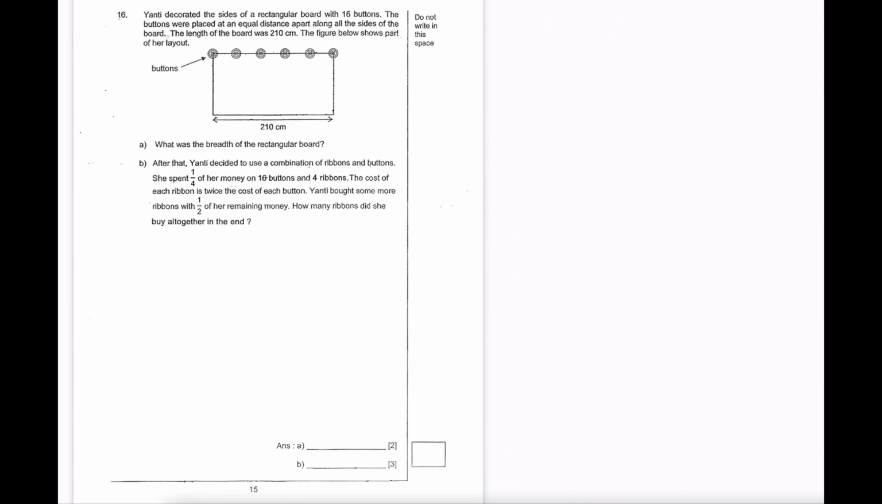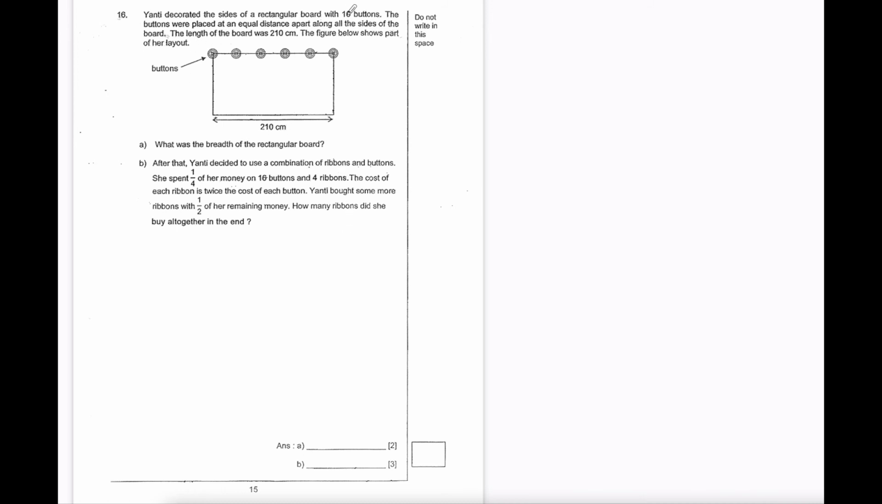Question 16. Yanti decorated the sides of a rectangular board with 16 buttons, and they were placed at equal distance along the sides of the board. Okay, we can see it from here. And the length of the board is 210 cm. Okay, so what was the breadth of the rectangular board?